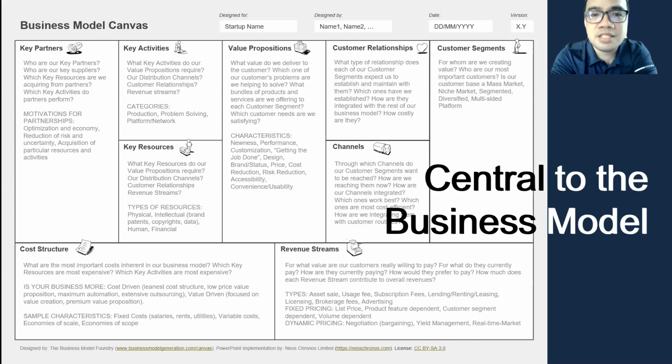What bundles of products and services are we offering to each customer segment? If we have different customer segments, which customer needs are we satisfying? If we don't have value, then people will not buy the product. Why would I shell out money if you're not providing me value with the products or services that you are offering? If you don't provide value, then you might not have any customers at all. So that's the problem, and we need to be able to capture this.